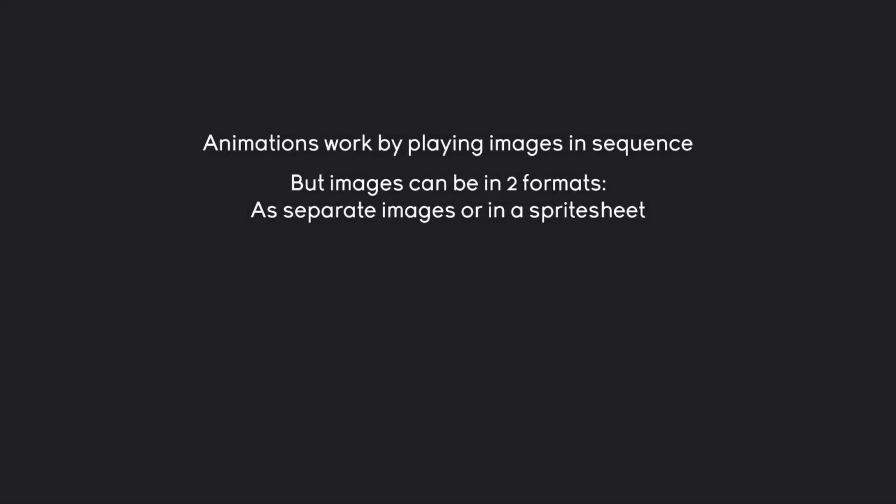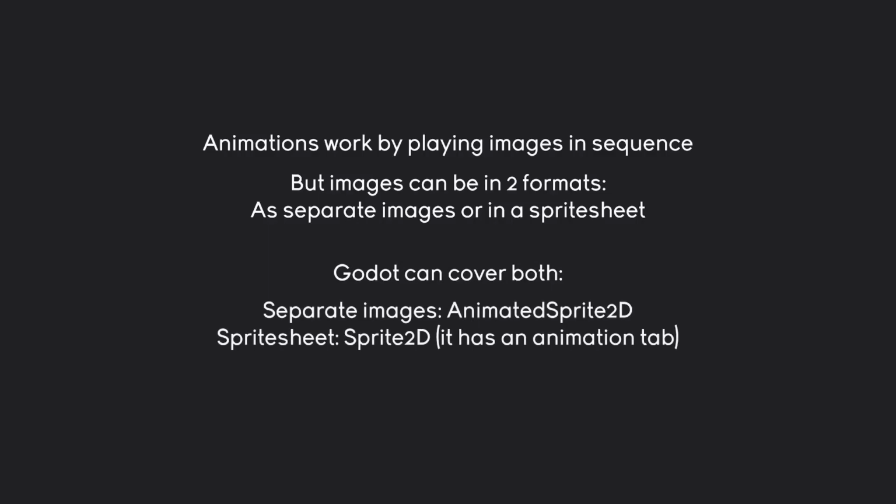Like anything else in Godot, what we have to use are different nodes. Godot can cover both, but you are using different nodes for each. If you have separate images, you would use an animated sprite 2D. It works kind of like a sprite, so the node we have already seen, except it wants multiple textures instead of a single one. If you have a sprite sheet, you would use the normal sprite 2D, because that one has an animation tab, which allows you to pick specific parts of a larger image.